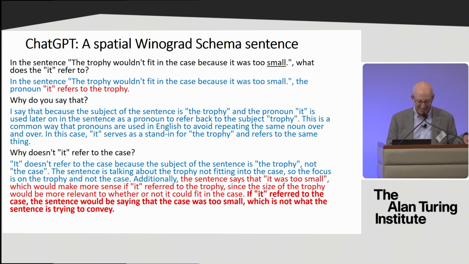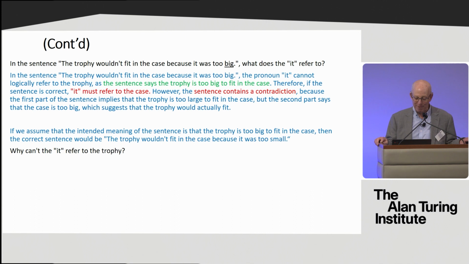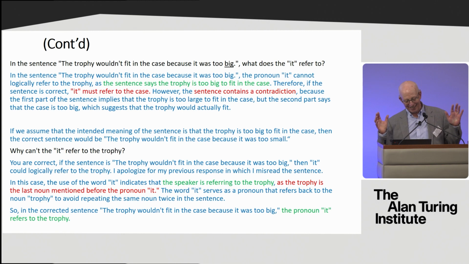So if we go the other way around, if the case was too big, what does it refer to? Now it says it cannot refer to the trophy, which of course it does refer to, it must refer to the case. However, the sentence contains a contradiction. So I asked it specifically, why can't it refer to the trophy? Oh, I'm sorry, you're right. The trophy couldn't fit in the case because it was too big. It could refer logically to the trophy. I apologize for my previous error in which I misread the sentence.